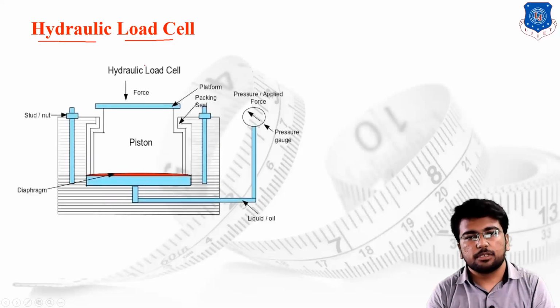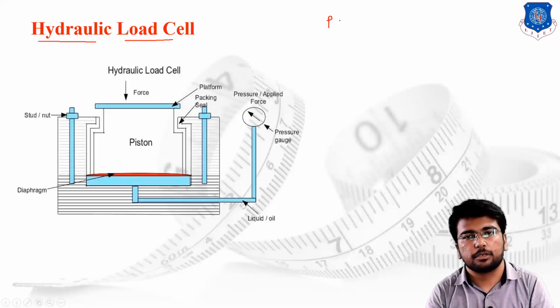The figure shows a basic concept of hydraulic load cell. To understand the hydraulic load cell, you have to understand the basic concept of pressure. What do you mean by pressure? Pressure is the total application of the force over the area. P is equal to F by A. We know the unit of force and we know the unit of area. So the unit of the pressure is Newton per meter square.